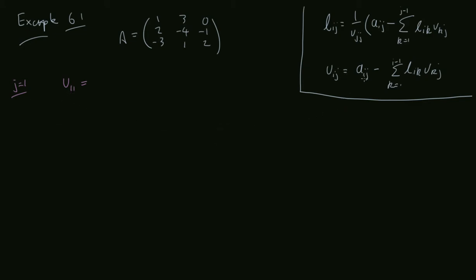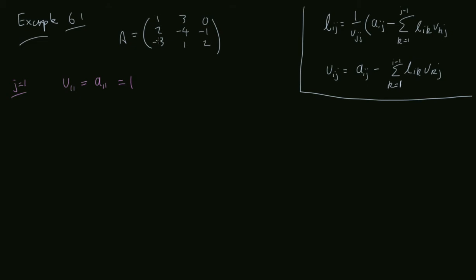Okay, so we've got A11 minus this summation, where k goes from 1. I'm just going to tidy up that summation. So k goes from 1 to i minus 1. Well, in this case i is 1, so we don't have a 0 term, so that's just going to be A11, and in this case it's just 1.